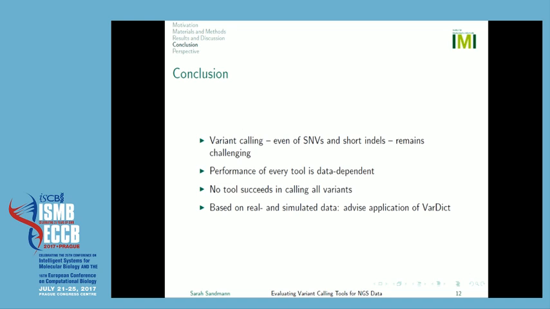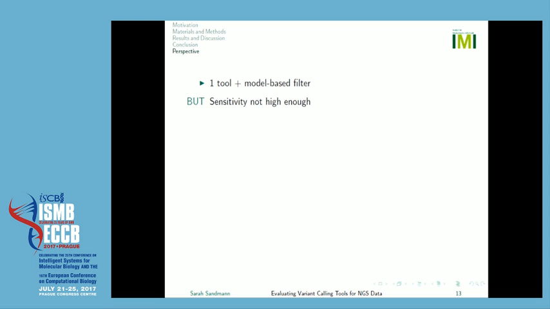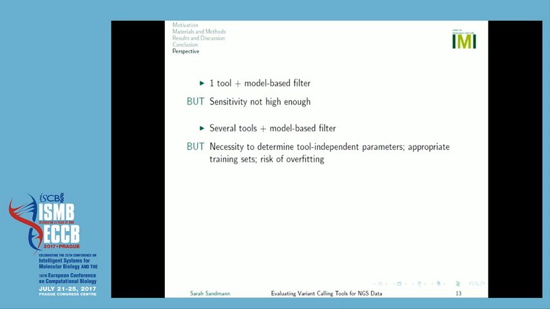So we were asking ourselves the question, what can we do to improve this? And, well, we had quite a few ideas. So what we thought of was, okay, why don't we take a tool, the best tool, and we apply some cool, fancy, model-based filter to it. That would solve our PPV problem, but we still have a problem with sensitivity, because a single tool would never lead to high enough sensitivity. So we need something better. So why don't we take several tools, and then we apply our cool, fancy filter model. Yes, this is better, but it would be necessary to determine tool-independent parameters in this case, and we would need really large, appropriate training sets, and still there's always the risk of overfitting.